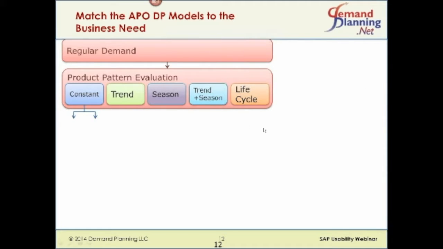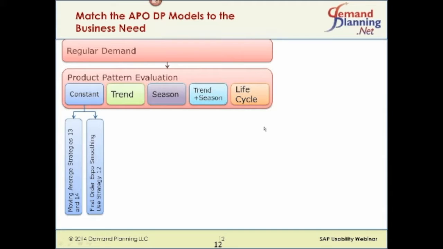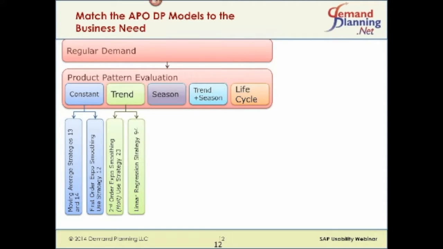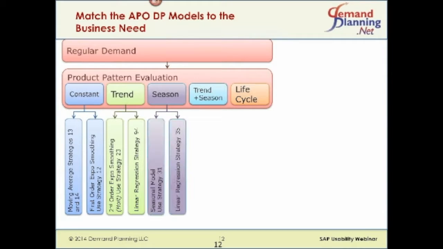Okay. So when you think about constant models, SAP offers two different types of strategies, right? You could use either moving averages, or first order exponential smoothing, or simple exponential smoothing. For trend models, you could have second order exponential smoothing, or linear regression models, which SAP calls strategy 94. And seasonal models use strategy 31, which captures a seasonal pattern. And the last one is linear regression.